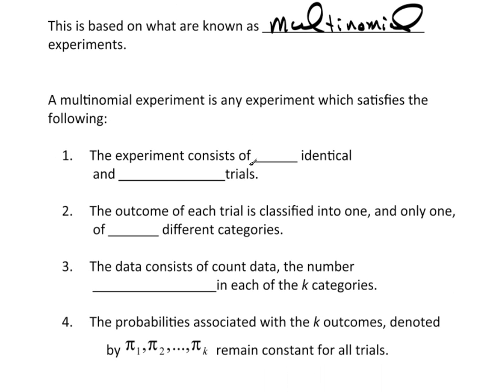Number one, it consists of n identical and independent trials. This is the exact same thing we saw in a binomial. The outcome of each trial is classified into one and only one of k different categories. Same as the binomial, except for binomial k was 2. Here we would do this for k more than 2. The data consists of count data, the number observed in each of the k categories.